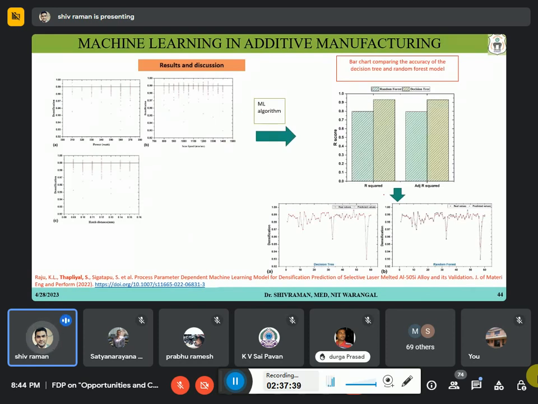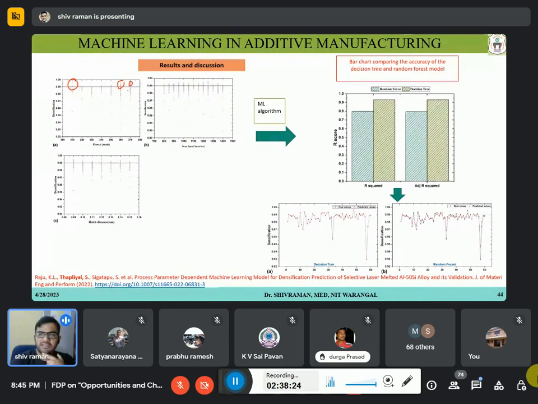So here, if you see the distribution of densification, at lower power also we are getting higher densification, at higher power also, and we are getting higher densification at different distances too, similarly for higher distances. So the process window is spread across a large range of the parameters. So we are not very sure which parameter will result in a good densification. So our target was to finalize the parameter which will provide us higher densification.